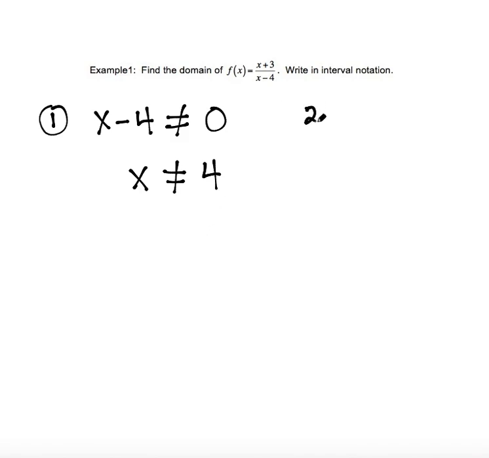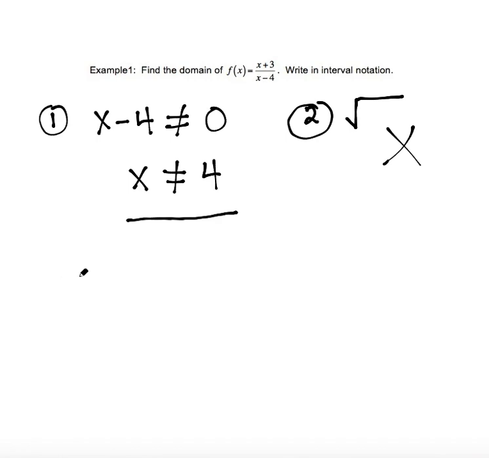Now, what is rule 2? Well, rule 2 deals with radicals. Well, I don't have one in this particular function, so this rule doesn't apply. So I just need to take x not equal to 4 and write it in interval notation. So what that means is every single value possible of x works in this function except when x equals 4. When x equals 4, this function is undefined.